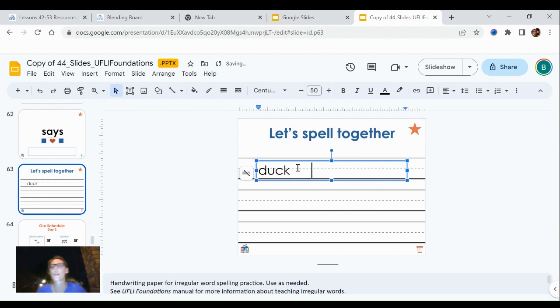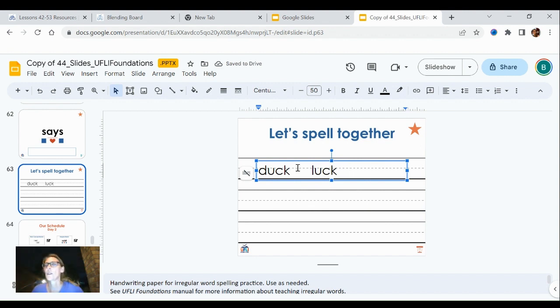All right, now we're going to spell luck. Luck. It's an L, a U again, and it's making that short sound, and then I hear a K, so I'm going to put a CK. Luck.